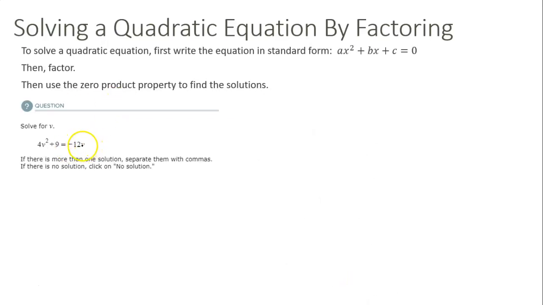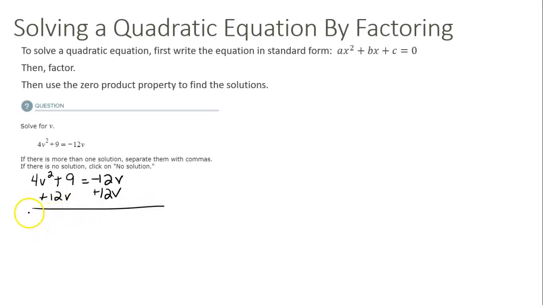Now, these won't always start in standard form. We need to make this be equal to 0. So if I have 4v squared plus 9 equals negative 12v, and I want to make this be equal to 0, I just need to add a 12v. And then you want to think about standard form for your order.